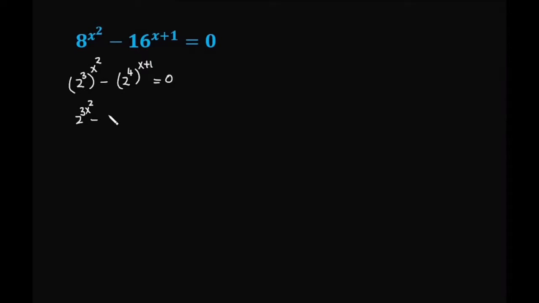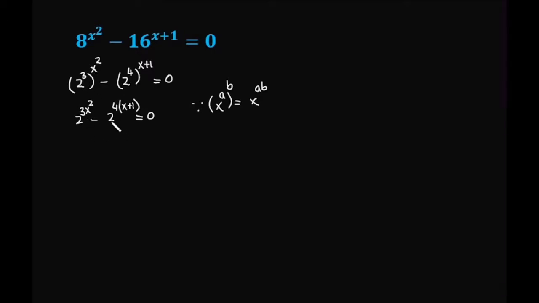minus 2 raised to the power 4 times x plus 1 is equal to 0, because there is the formula: if x raised to the power a, raised to the power b, is equal to x raised to the power ab. You can combine the powers. The same technique I have applied here, just combine the powers.